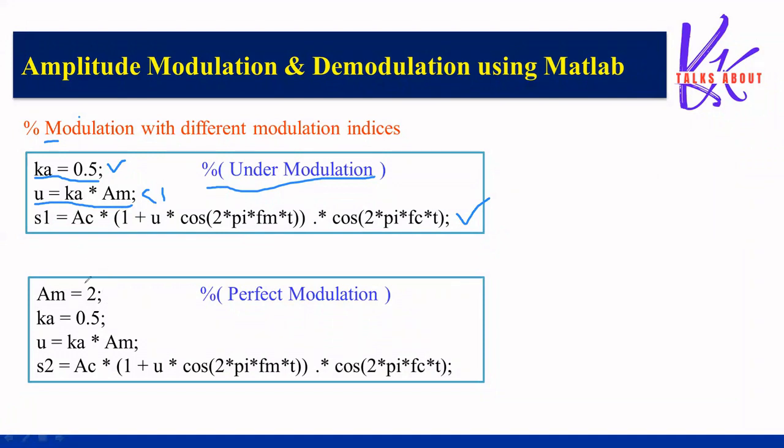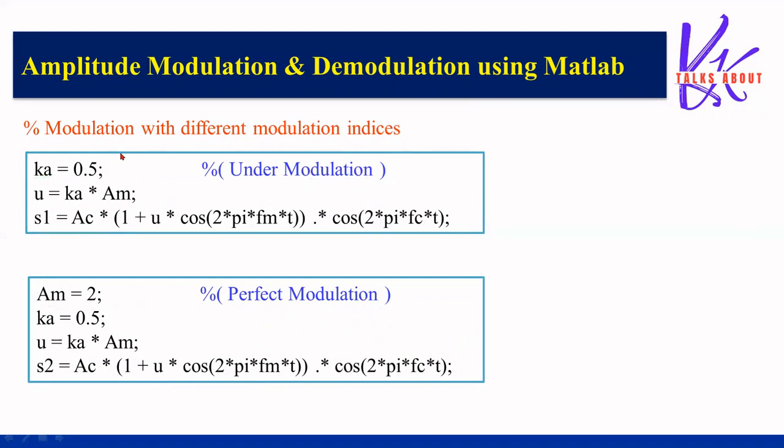Now, let us see that Am, the amplitude of the message signal, is 2, and the Ka value is 0.5 only. Then the modulation index is 2 into 0.5, which equals 1. So when the modulation index is equal to 1, we are going to get a perfect modulation.